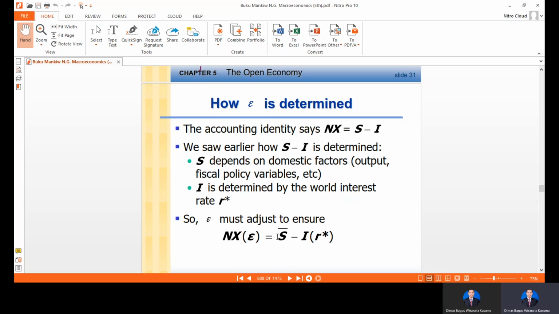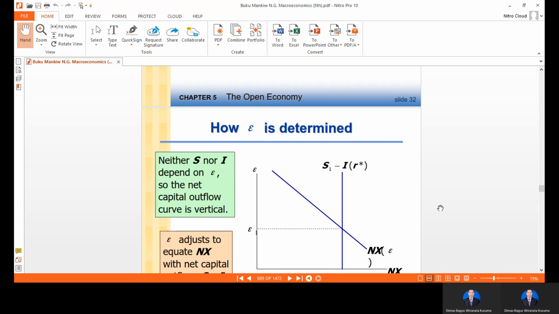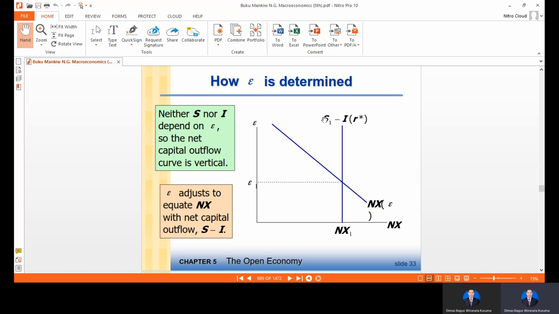And also, for saving and net export, if the saving amount increases, it will increase the net export. So it means that the real exchange rate decreases. So these are the implications that you can learn from these examples. Here are the examples. So saving minus investment is the vertical line, and here are the net export and the equilibrium exchange rate.